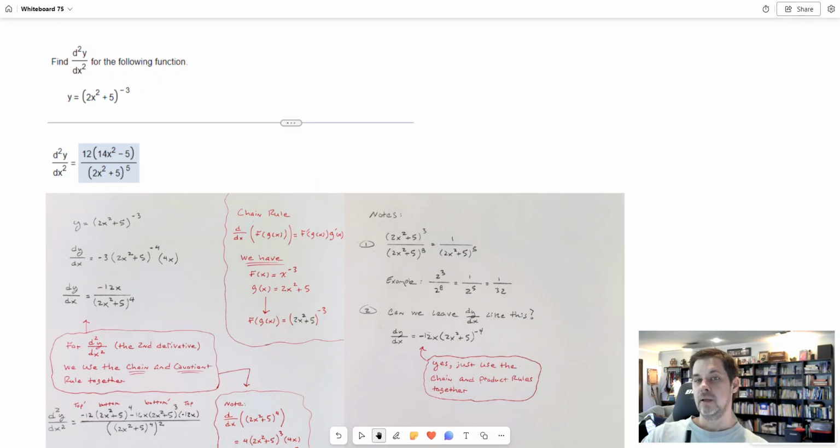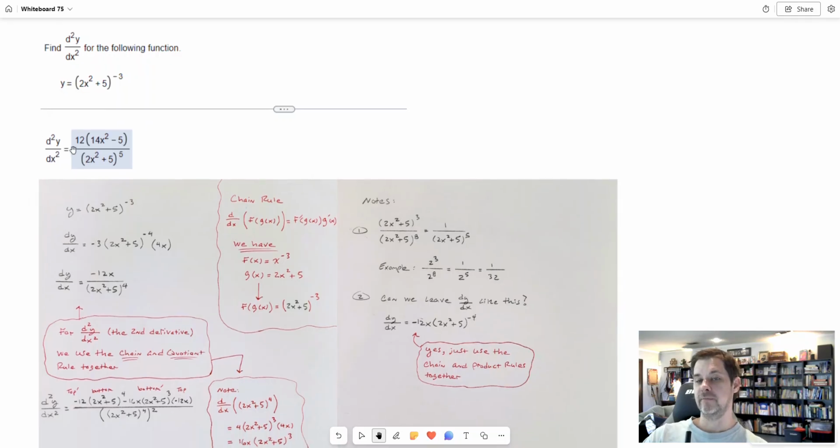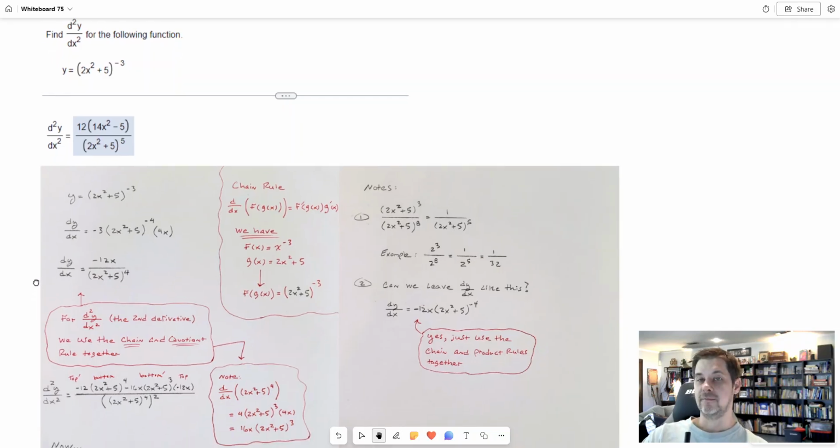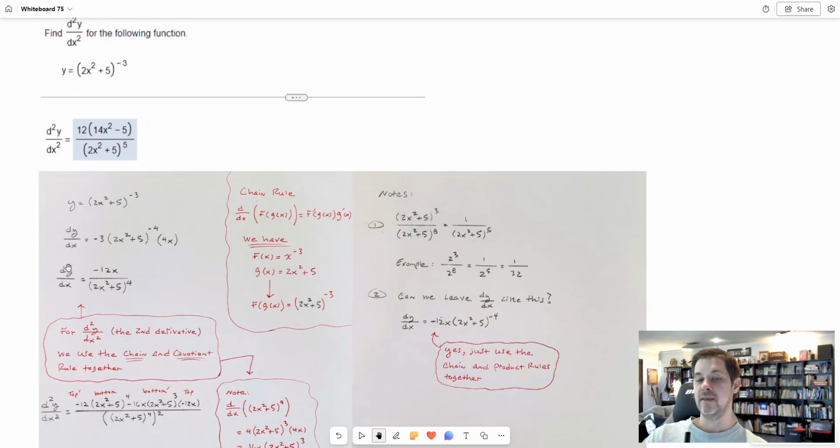But here it is. I'm given this function y equals (2x squared plus 5) to the power negative 3, and I want the second derivative. That's what, in Leibniz notation, this means. And I don't know of any way to get to the second derivative without finding the first derivative first, okay? So the process might go like this. I'll find the first derivative, and then I'll find the derivative of that with whatever rules are applicable, okay?